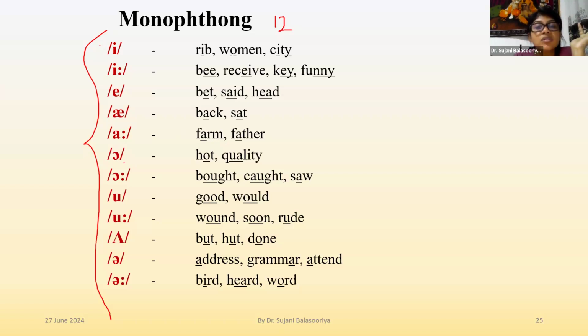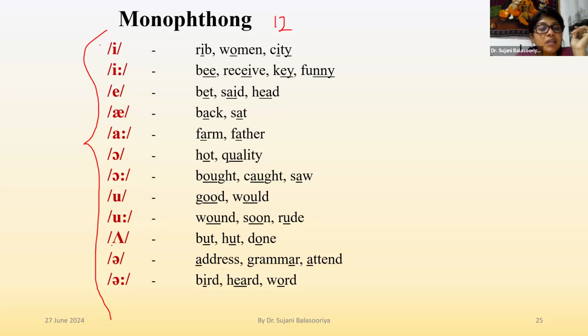And the next one is a short O sound, like in hot and quality. See the difference between spelling and pronunciation. Quality is not a phonetic word; you don't write it as you pronounce it. And the next one, O, like boat, coat, so, you drag it. The next, a short sound again, U, like good, wood. And the lengthy sound of that is found in wound, soon, root.